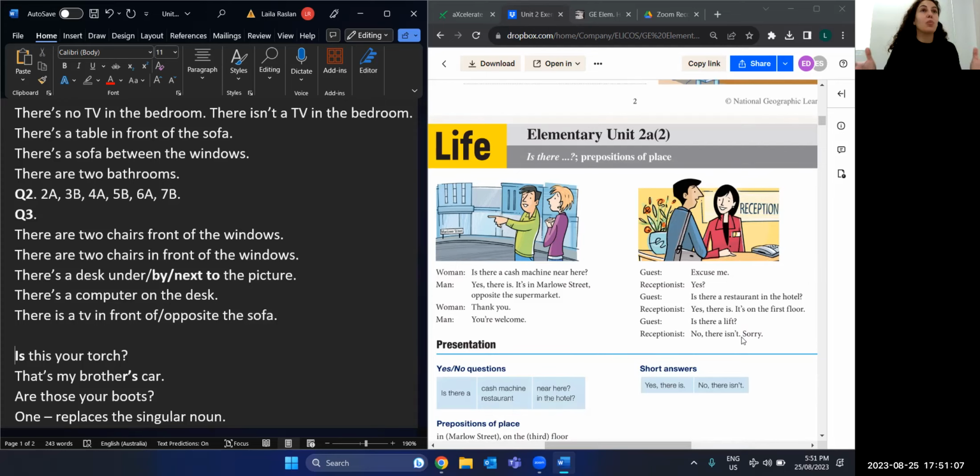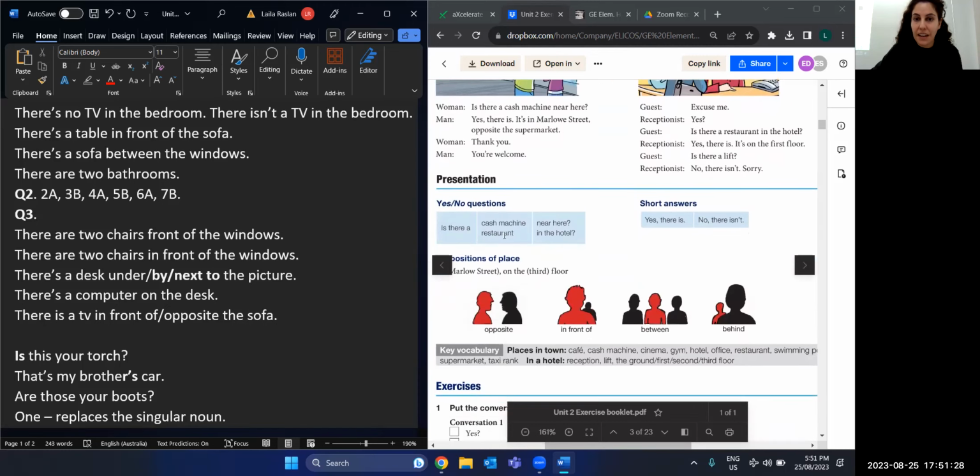Okay, so now we're making questions using there is and there are. We want to know if a place has something. Is there a bathroom? Is there a restaurant? Is there a receptionist? Is there a park around here? So we want to know if something exists. So yes or no, we say yes, there is. No, there isn't.